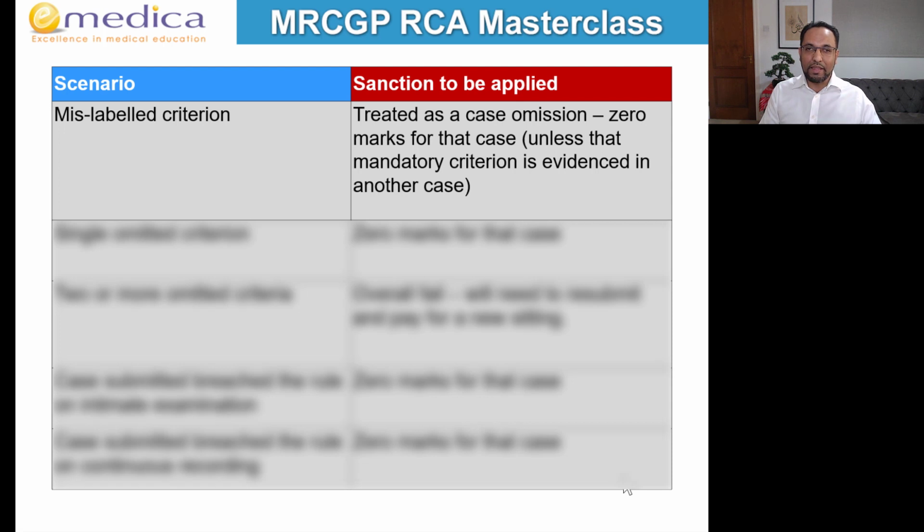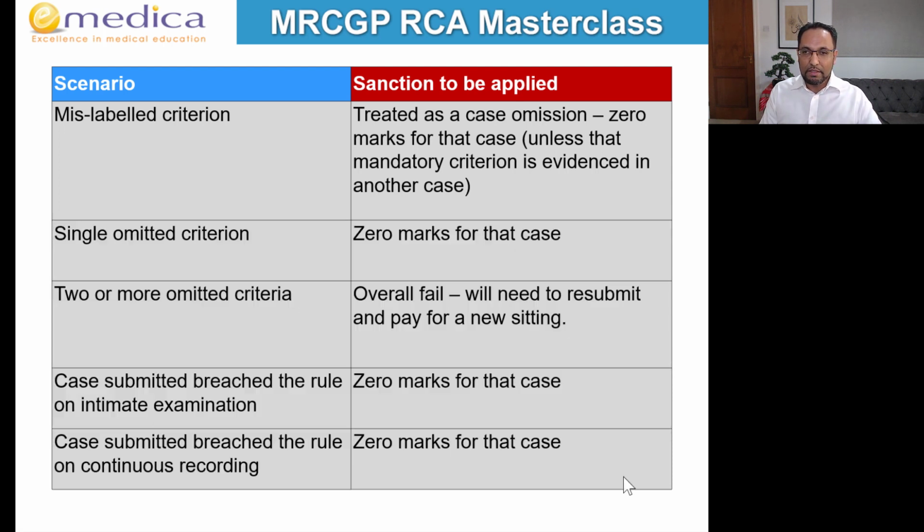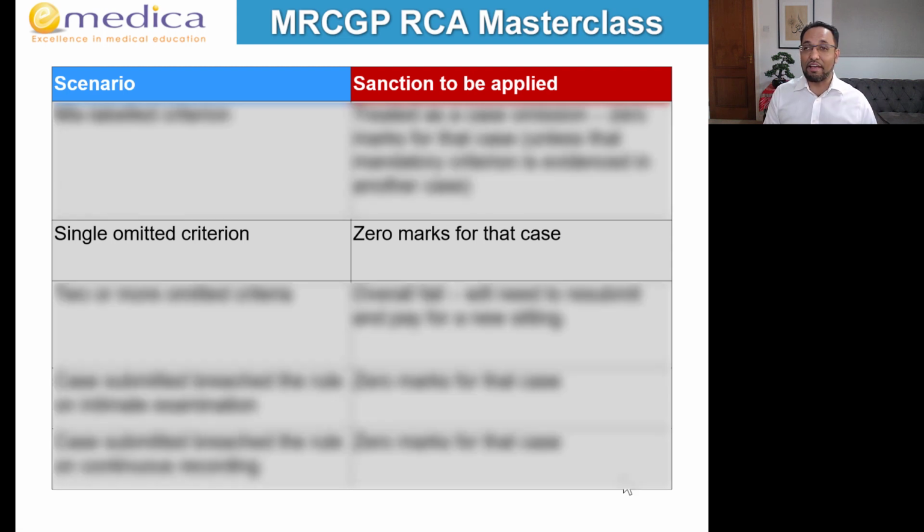So if someone labeled that as their mental health case and they didn't have another case where mental health was the main issue, that would be treated the same as if you missed out a case completely. So you'd get 0 marks for that case. So you're losing 18 marks here. Imagine someone had a single missed case. So, let's say you just didn't have any children. You didn't have a child health case. Remember, one of the mandatory cases is that you've got to have at least one case that's someone who's under 16. Again, you'd be awarded 0 marks for a case. So you're going to lose 18 marks.